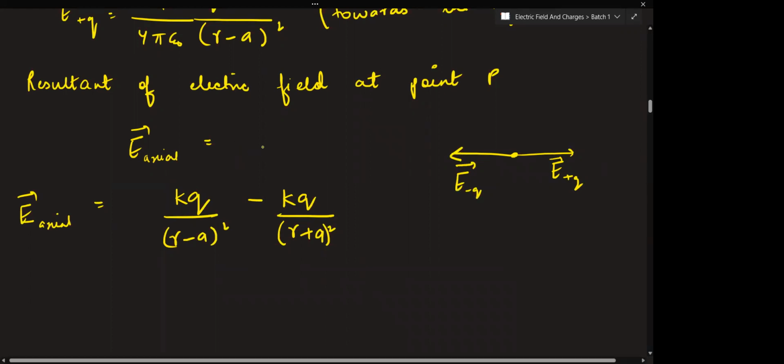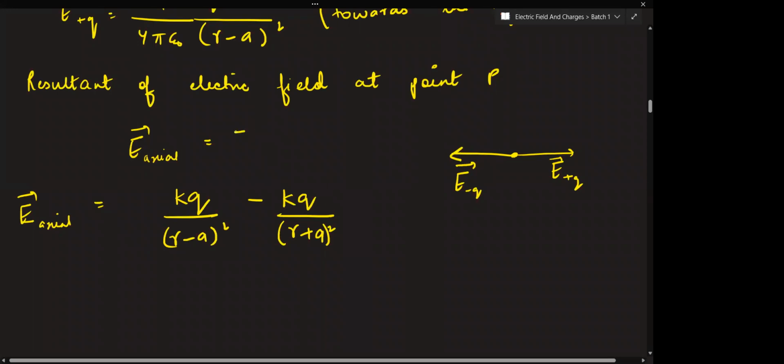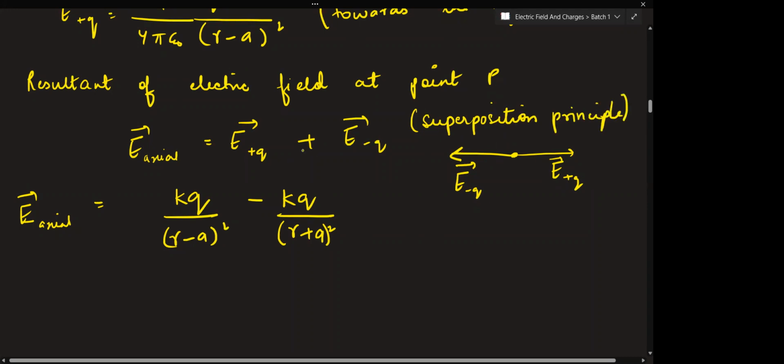How will the resultant be given? We have seen the superposition principle. If we have more than a single charge, then how do we calculate the resultant of quantities like electric field or force? We just take the vector quantities and individually add them. Means whatever is E plus Q will get added to E minus Q. This is according to the superposition principle. Yes or no? Whatever the resultant electric field will be, it will be the sum of the electric fields due to individual charges but added vectorially. So we have to add them vectorially.